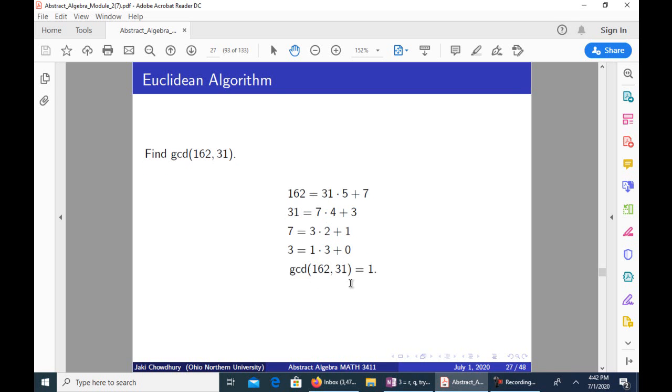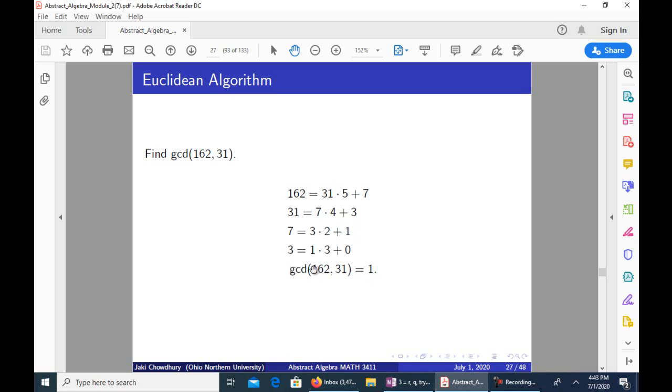Here's another example. Let's say I want to find the GCD of 162 and 31. So I start with dividing 162 by 31, and that's going to give me a remainder 7. And then I divide 31 by 7, that gives me a remainder of 3. And then I divide 7 by 3, that's going to give me a remainder of 1. And then I divide 3 by 1, and that's going to give me a remainder of 0. So once I get the remainder 0, then I stop, and the previous remainder is my GCD.